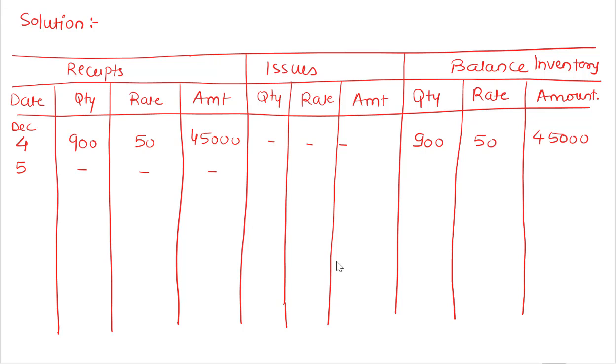On 5th December, there was an issue of 500 units at 50. 500 multiplied by 50 is 25,000. From 900, 500 is issued. So remaining is 400 at 50, 20,000. I believe you understood till here.